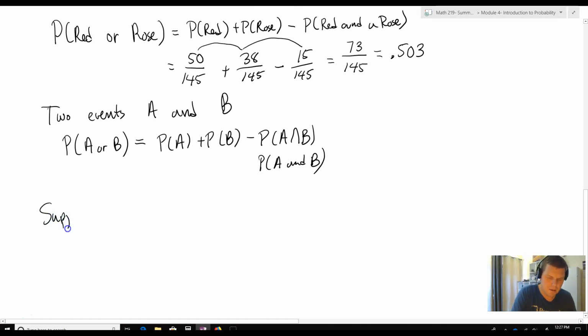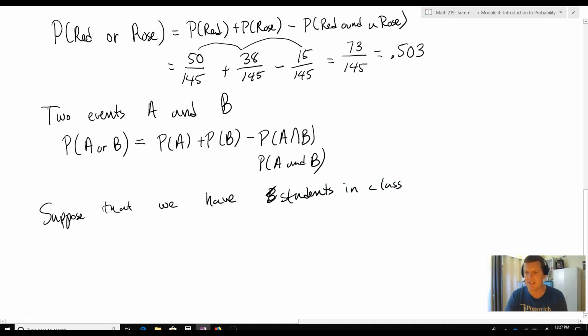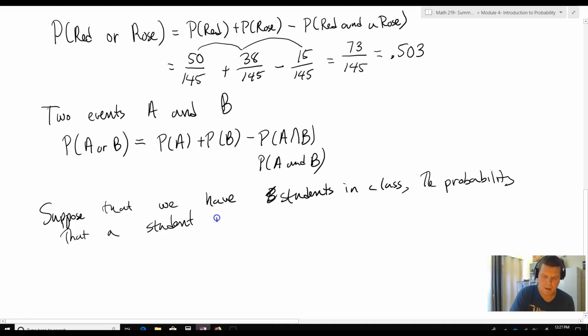Suppose that we have students in the class, because where this is going to really come in handy is when we don't have actual counts and instead we just have probabilities. The probability that a student is on financial aid is 0.67, okay?